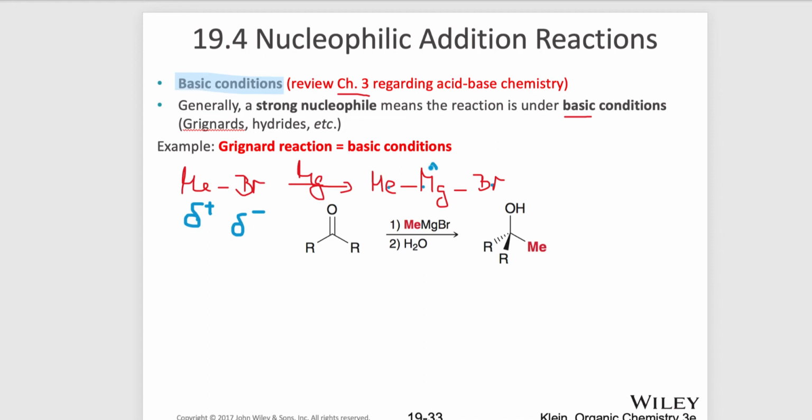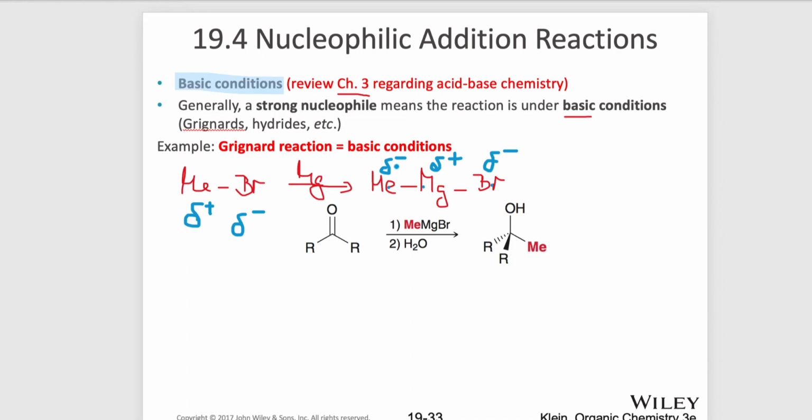Magnesium from main group number 2 is going to be delta positive. The halide will be delta negative. And now, surprisingly, and it's a bit unusual, but the carbon with the 3 hydrogens is going to be delta negative. In other words, we have reversed the delta positive, and now we're dealing with the delta negative.